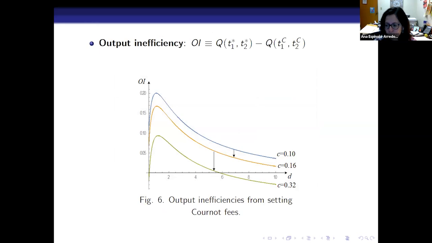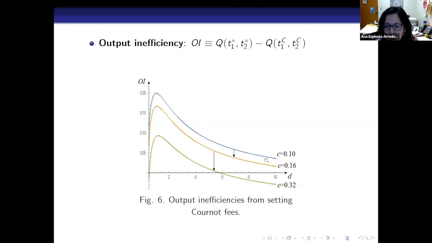So now, at this point, we are ready to calculate the output inefficiencies. What this figure is representing is the output inefficiency generated by the regulator when the regulator considers that firms are competing simultaneously when in fact firms were competing sequentially. So we are trying to measure this output inefficiency in terms of the output level that these two emission fees generate. We can see in this figure that this output inefficiency reaches its highest point when firms are relatively symmetric.